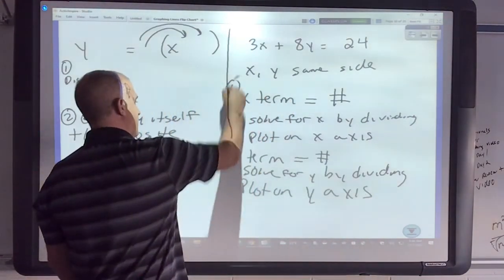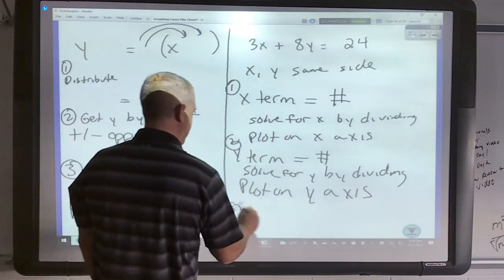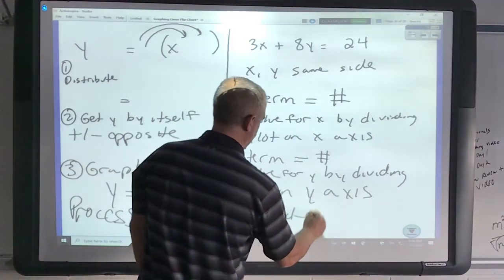Okay, so this is 1, 2, and the third thing is you just got to connect the dots. Okay, we're going to keep this real simple.